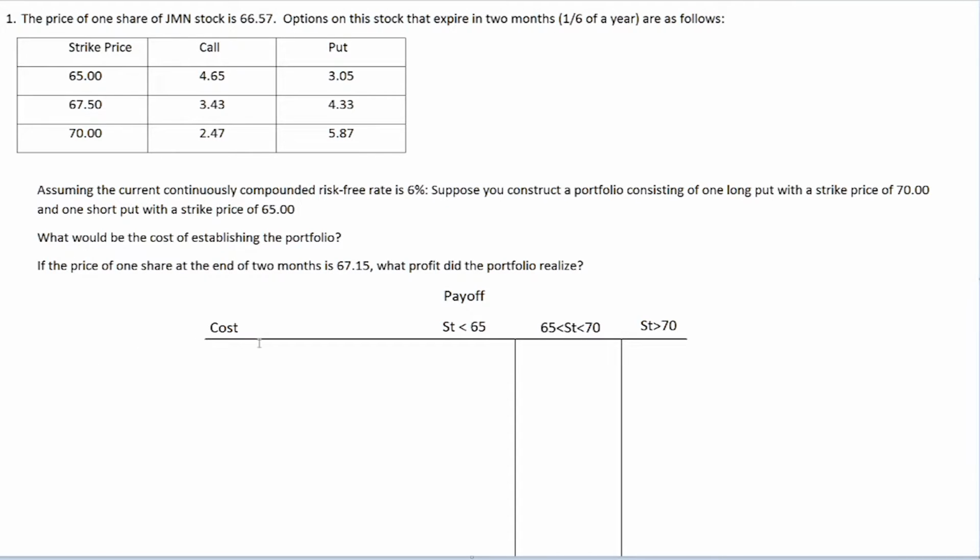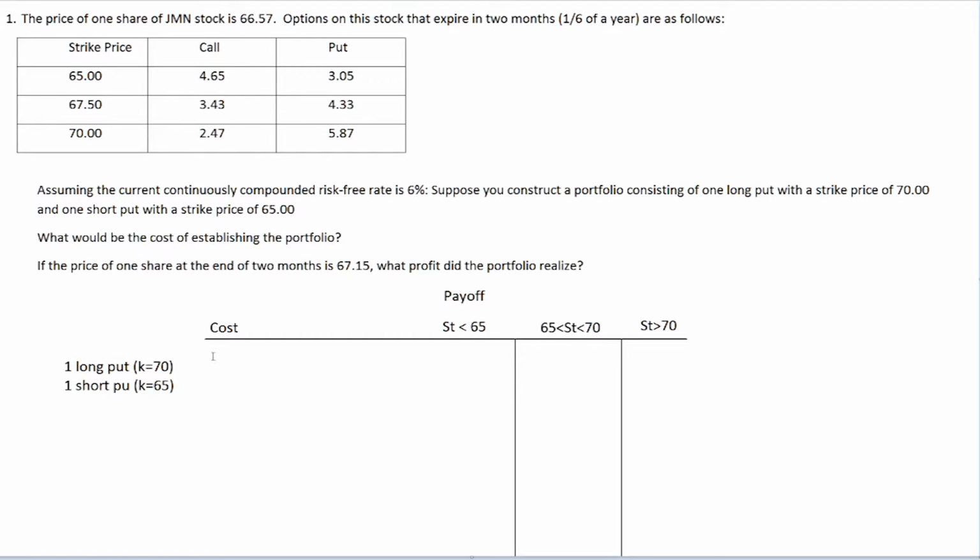So I'm just going to go to a payoff cost diagram here, have this all set up already. Just have the payoff on the right, the cost on the left. Just put what's included in our portfolio here. So we're going to have our one long put. The strike price, I'm just going to label that K, is equal to 70, and one short put with strike price K is equal to 65.